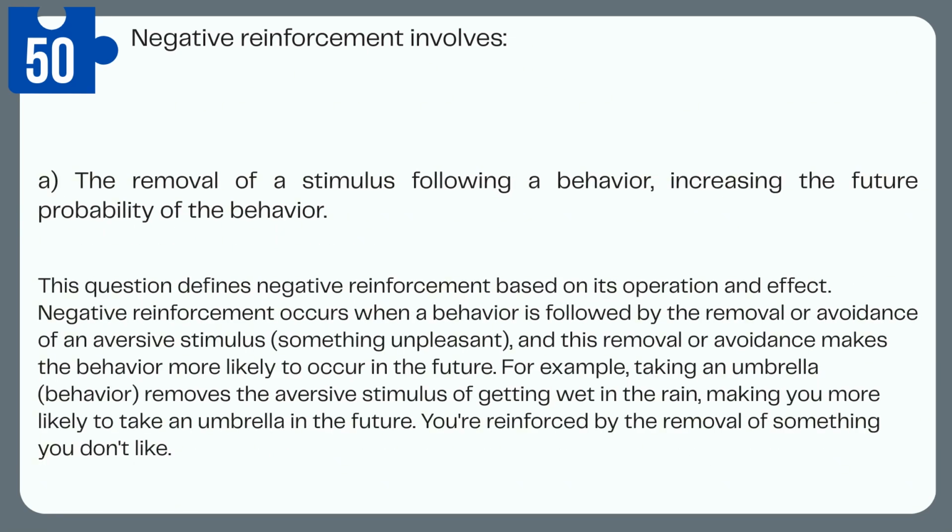Answer: A. The removal of a stimulus following a behavior, increasing the future probability of the behavior. This question defines negative reinforcement based on its operation and effect. Negative reinforcement occurs when a behavior is followed by the removal or avoidance of an aversive stimulus, something unpleasant, and this removal or avoidance makes the behavior more likely to occur in the future. For example, taking an umbrella removes the aversive stimulus of getting wet in the rain, making you more likely to take an umbrella in the future. You're reinforced by the removal of something you don't like.